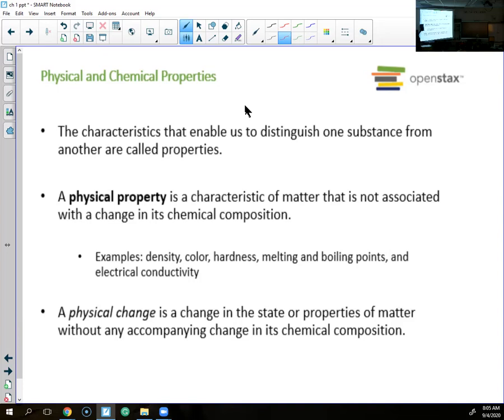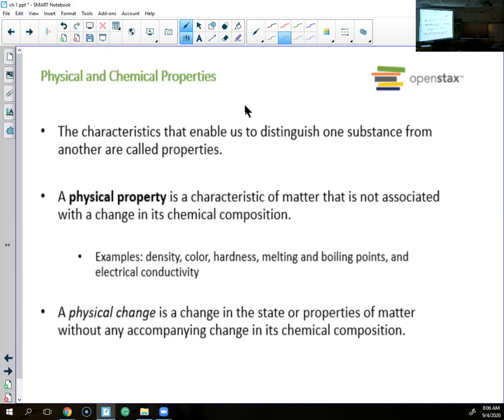All right, so we use properties all the time to identify things. We're just going to a little bit more specific property. A physical property is a characteristic of matter that is not associated with a change in its chemical composition. If I could observe it without changing it, then it's a physical property.